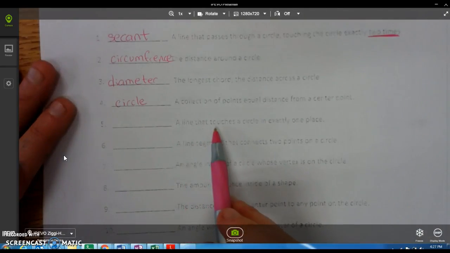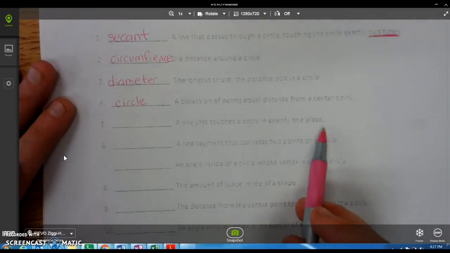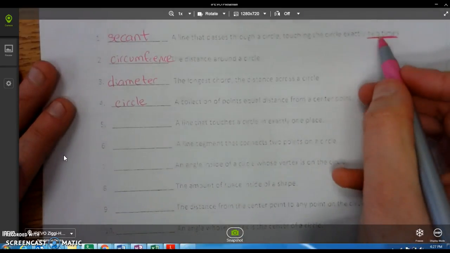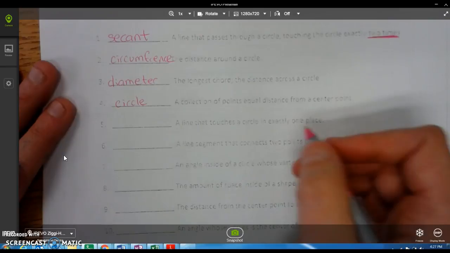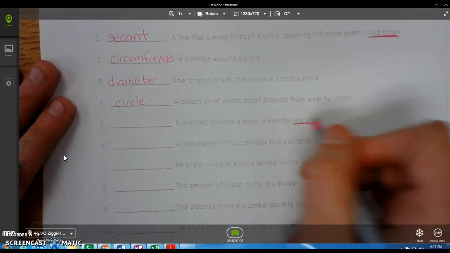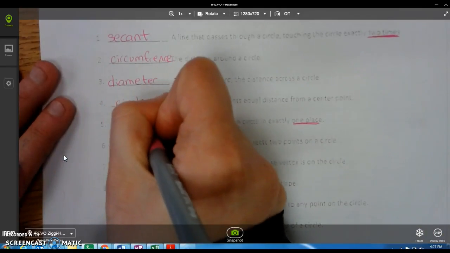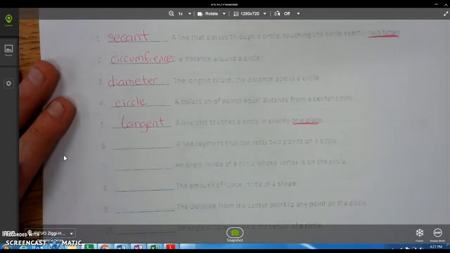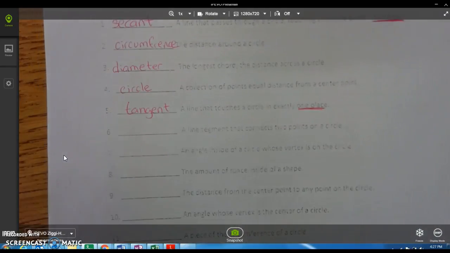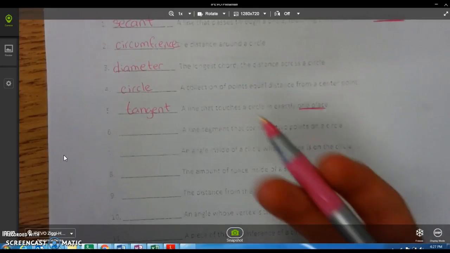A line that touches a circle exactly 1 place. So this one was exactly 2 times, this one's exactly 1, so let's underline the 1. It's going to be tangent. A line segment that connects 2 points on a circle is called a chord.